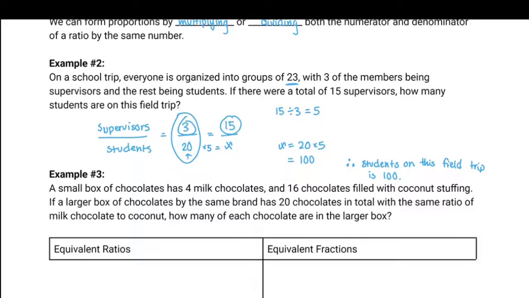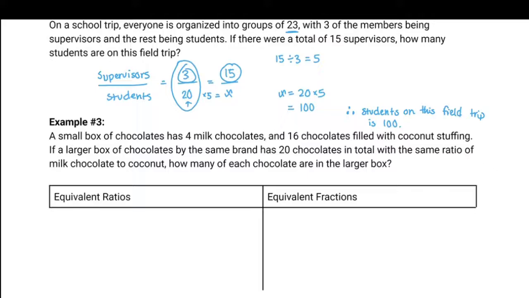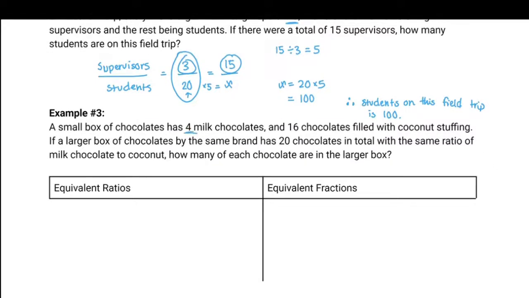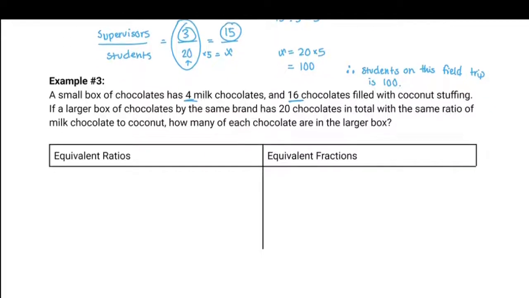Let's look at our next example. So a small box of chocolates has 4 milk chocolates and 16 chocolates filled with coconut stuffing. If a larger box of chocolates by the same brand has 20 chocolates in total with the same ratio of milk chocolate to coconut, how many of each chocolate are in the larger box? We can use equivalent ratios here and work with all three to determine how many chocolates of each type are in the total box. So let's start with our equivalent ratios.